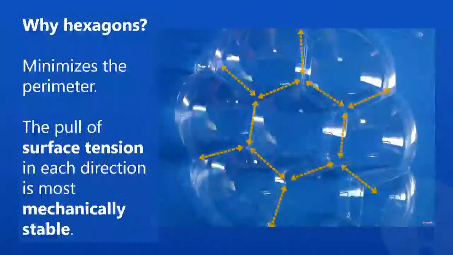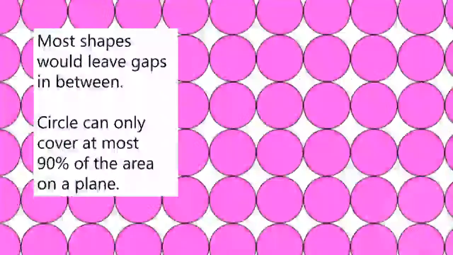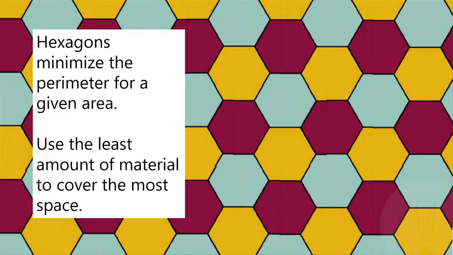So why hexagons? Well, again, minimizing the perimeter. The pull of surface tension in each direction is most mechanically stable in these sorts of repeating patterns when we're using 120 degrees. Most shapes would leave gaps in between. So when it comes to finding a shape that's going to maximize the use of space, if we started with circles, like with the first bubble, that would leave gaps in between each shape. At most, circles can only cover about 90% of the area on a plane. But it turns out that triangles, squares, and hexagons can be put together with no gaps in between the shapes. Not only that, but hexagons minimize the perimeter for a given area when compared to triangles and squares. They use the least amount of material to cover the most space.